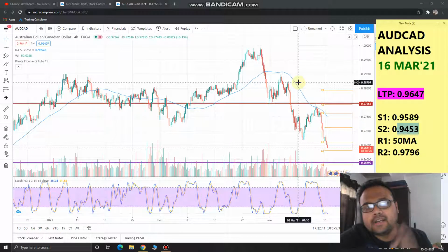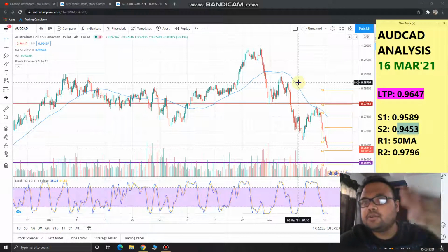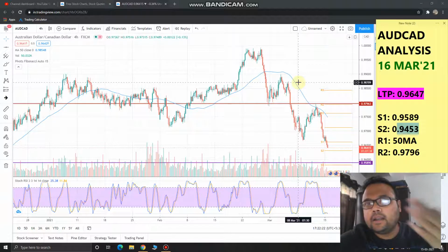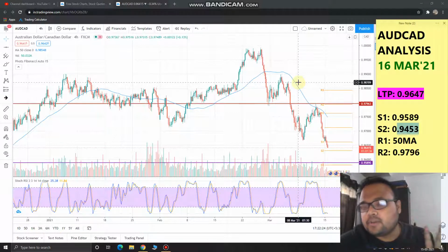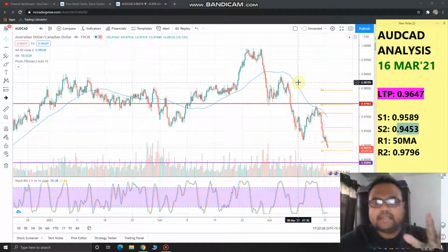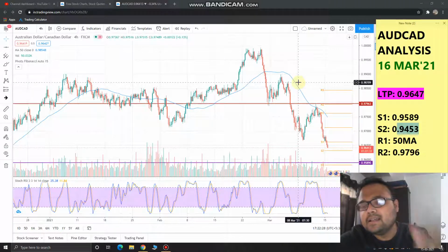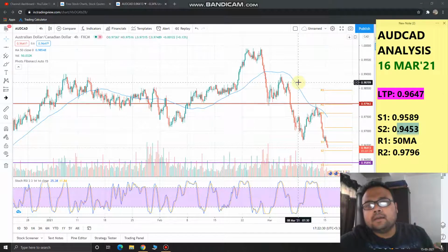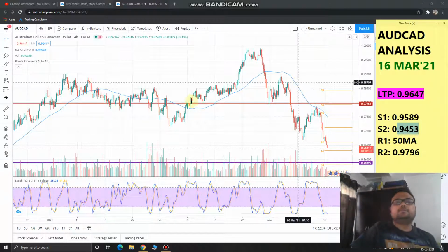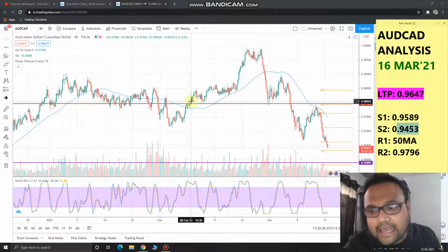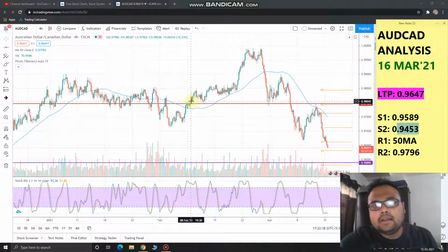So this is the simple strategy that you can follow for Australian dollar, Canadian dollar. Just wait for the market to hit the resistance or wait for stochastic RSI to go to the overbought zone. When it is in the overbought zone, just check the position of the price. If it is near the resistance, short the market. Simple strategy, because the next available support is not that strong. So this is the simple analysis for Australian dollar, Canadian dollar for 16th March.